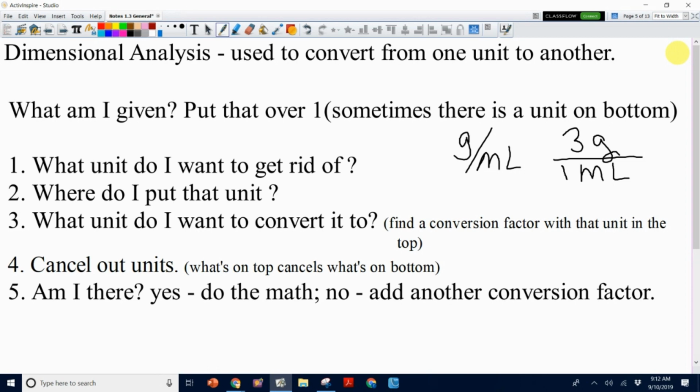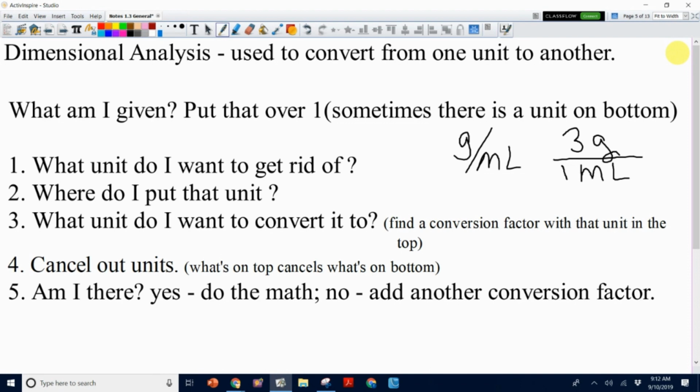Then you're going to ask question number 2, where do I put that unit? Okay, and then question 3, what unit do I want to convert it to? Well, you're going to find a conversion factor that you've written down with that unit on the top. Number 4, cancel out the units, and I'm going to say this over and over. What's on top cancels what's on bottom. That means if you have an exact term on the top, whether it's a number or a unit, that will cancel out the exact same term or unit that's in the bottom.